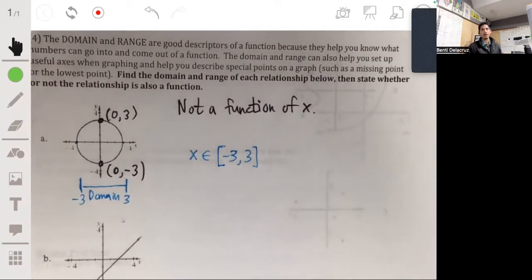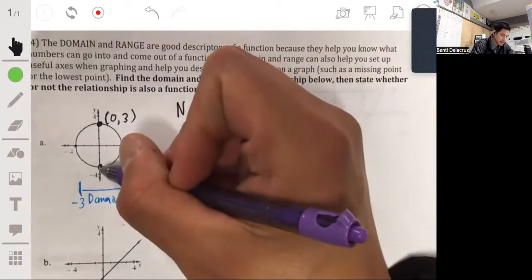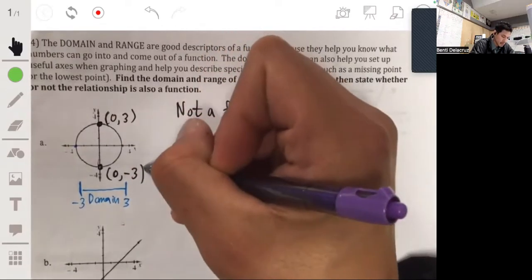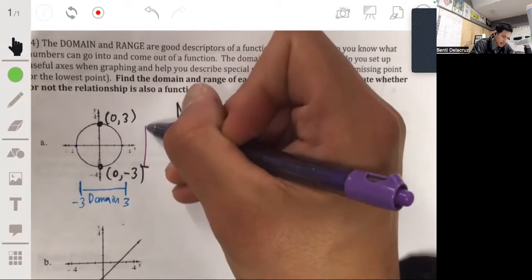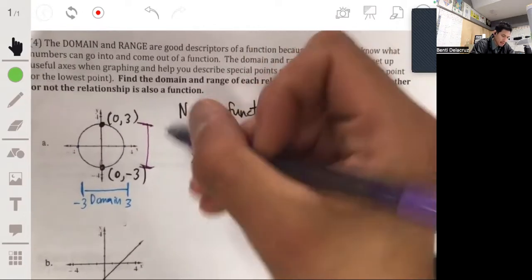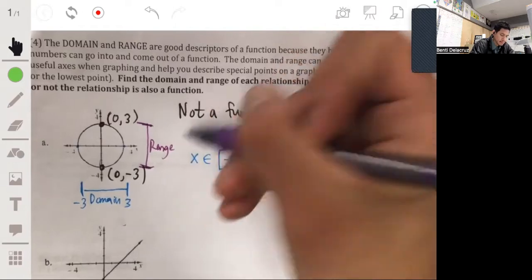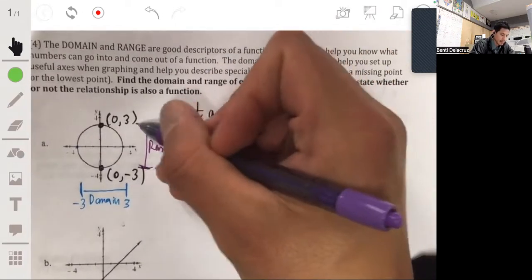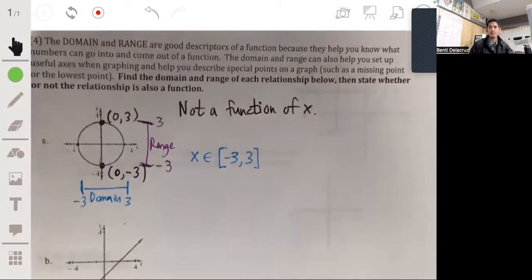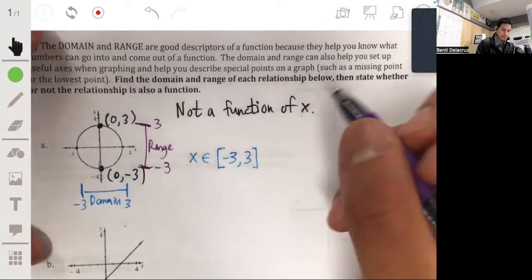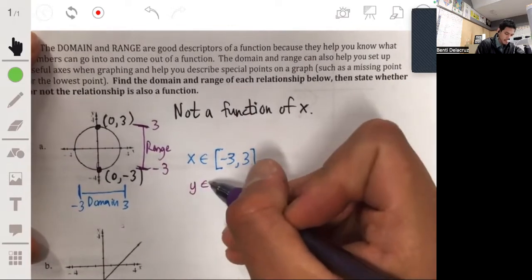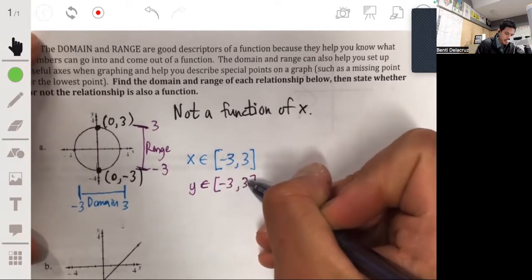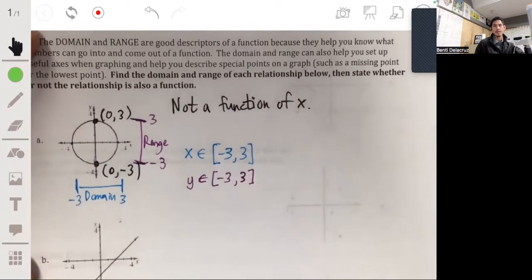Now the range will be the set of y values that this graph takes up. So it'll be the vertical, I guess, interval. So, let's go from here up to here. This will be the range. And down here, the y value is -3. And up here, the largest y value is 3. So coincidentally, the range is also the same. The range is going to be the set of y values from -3 to +3, including those numbers. So we're going to put brackets around it. That's our domain and range.